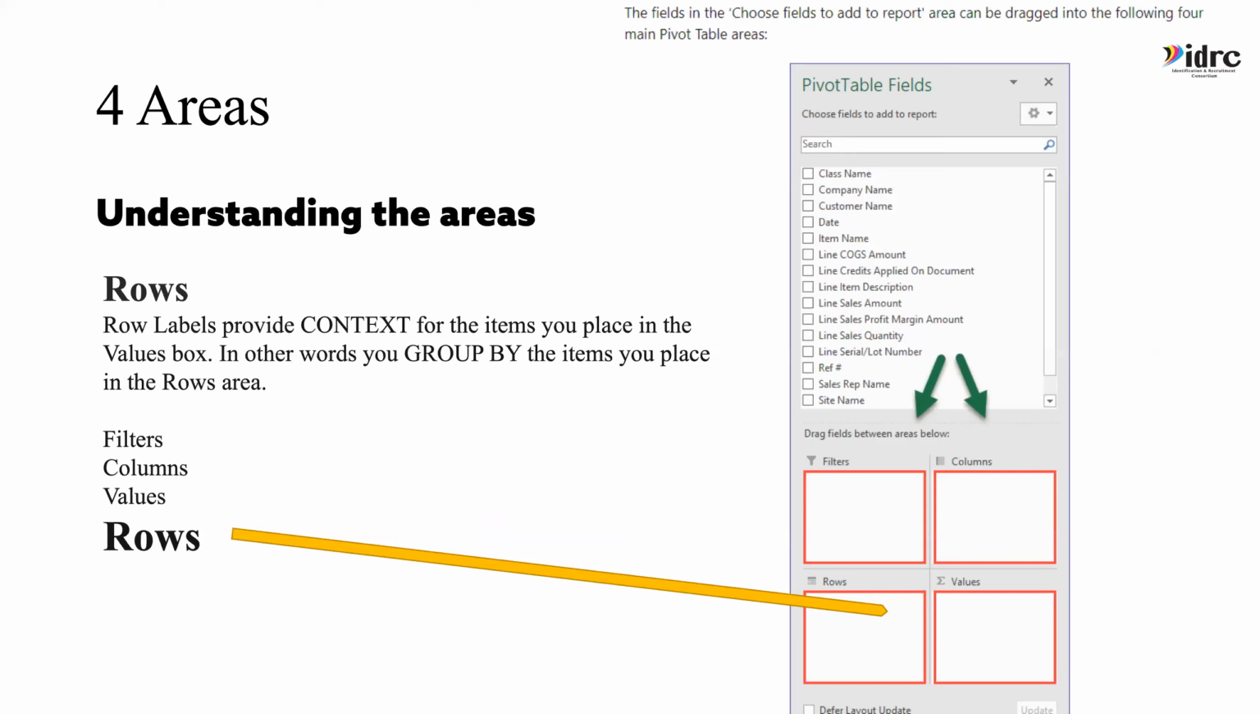Then we have the area of row, and it's pretty straightforward. It's what a row would be normally in Excel. It literally will add a new row. The row labels will provide context for the groups by which you place in the value box. You're not going to actually type anything in. You're going to click under your search fields above and choose what you want in the row.